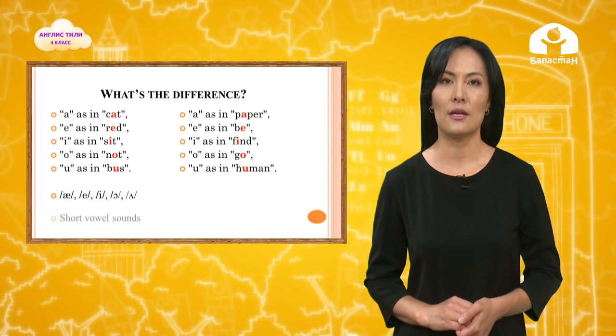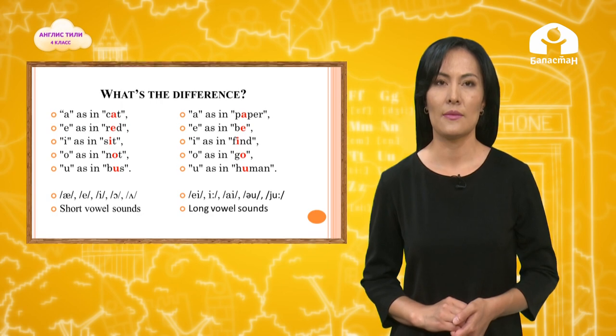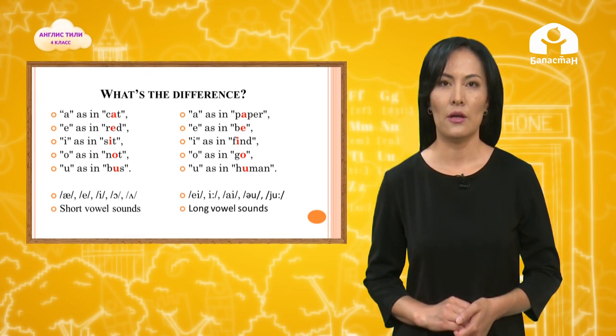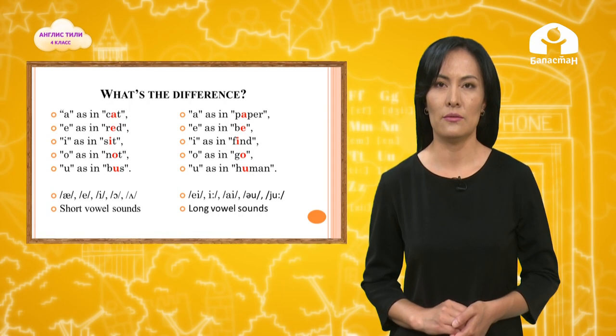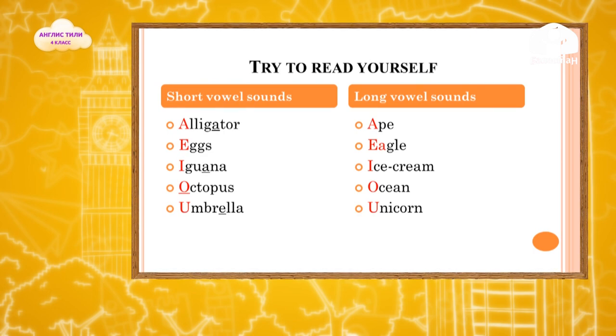The sounds E, A, I, O, U are short vowels. A, E, I, O, U are long vowel sounds. Now, try to read yourself. Here are words with short vowel sounds and words with long vowel sounds.